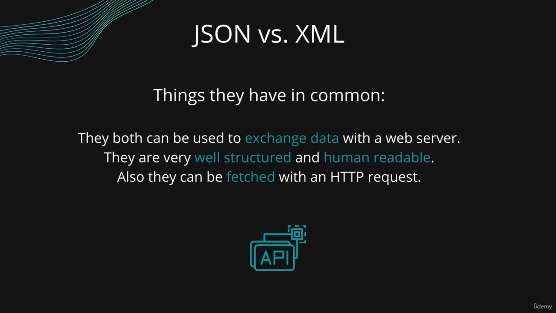When it comes to things that they have in common, they are both very structured in a hierarchical way, meaning, of course, that they have those tags in the case of XML and curly braces in case of JSON that represent values within values, so they are very structured, both of them. And they are also human readable, also known as self-describing.